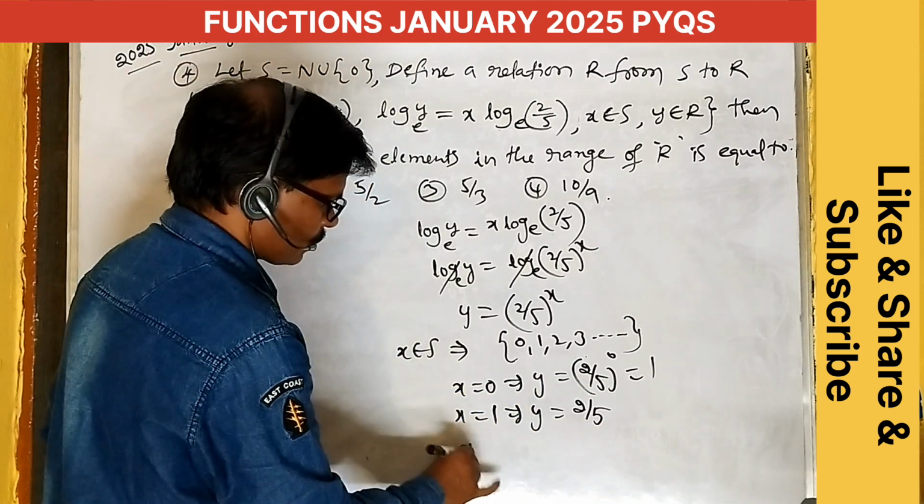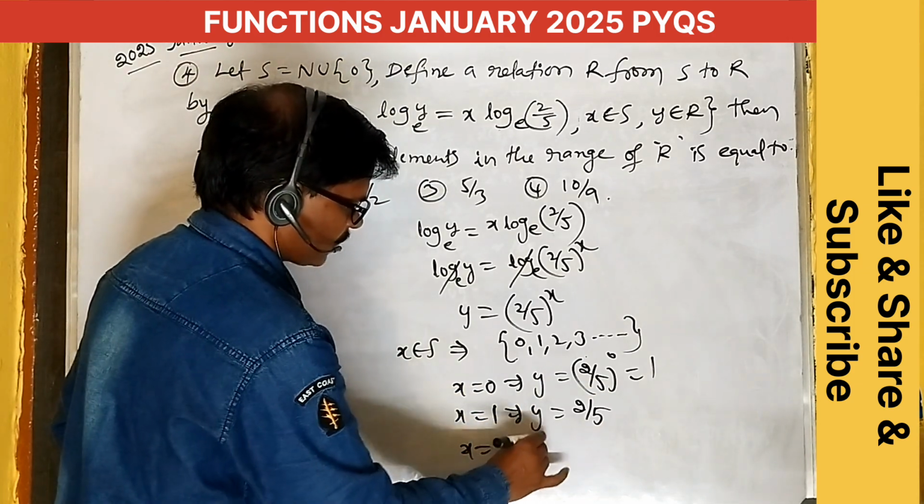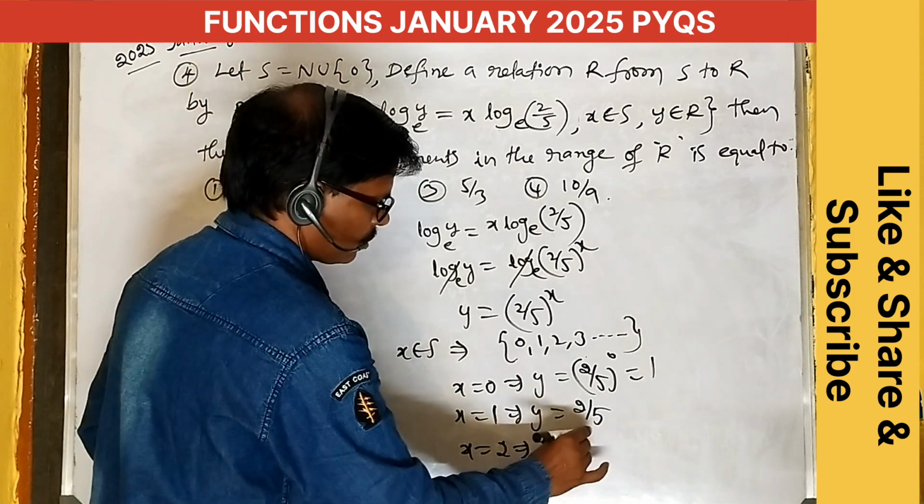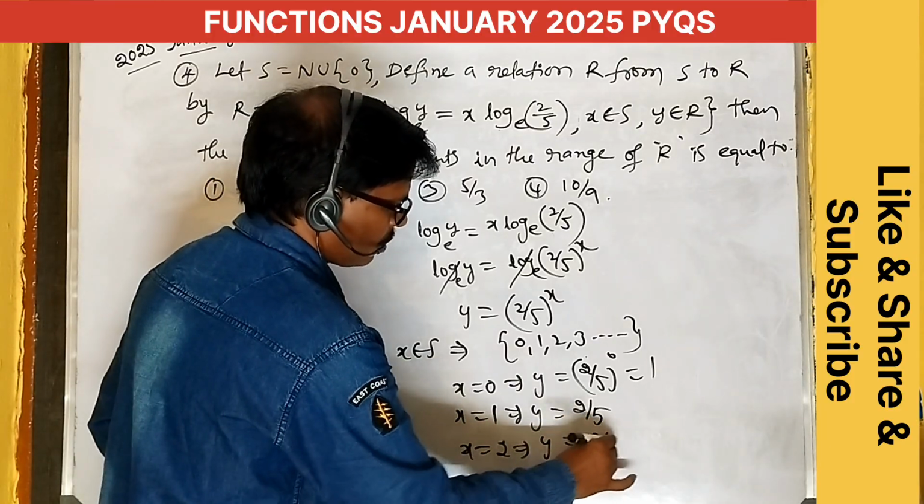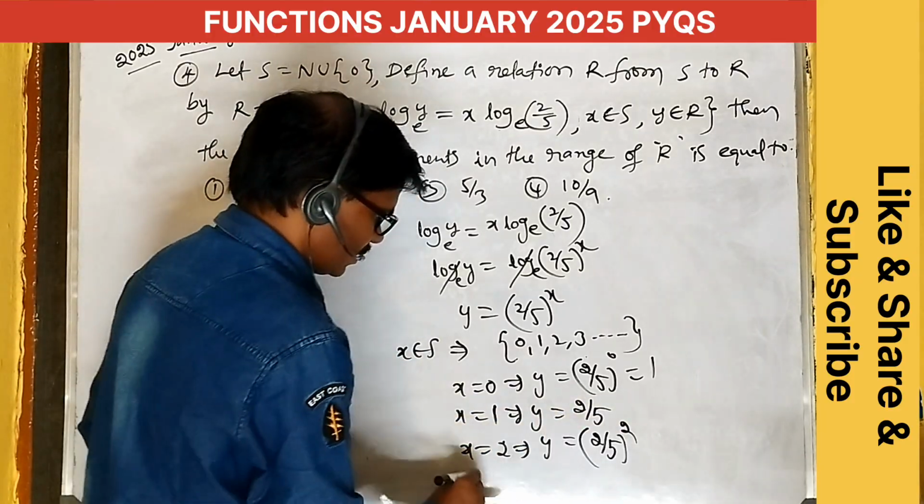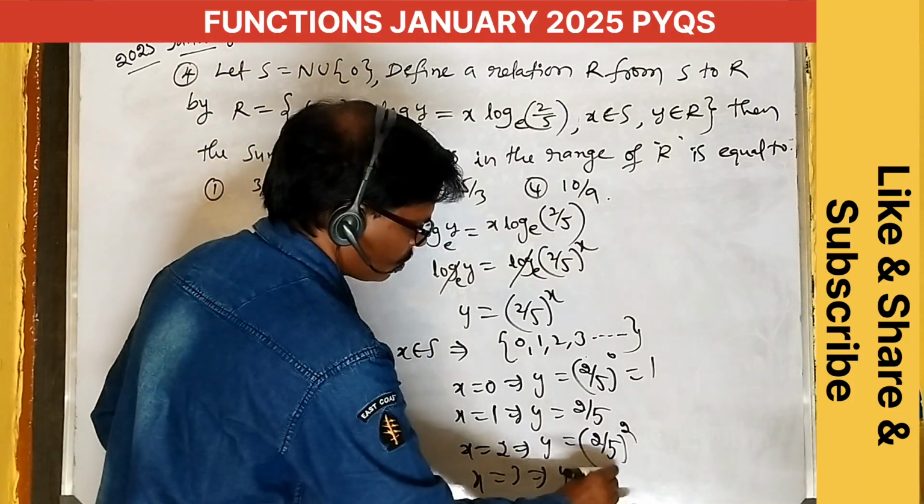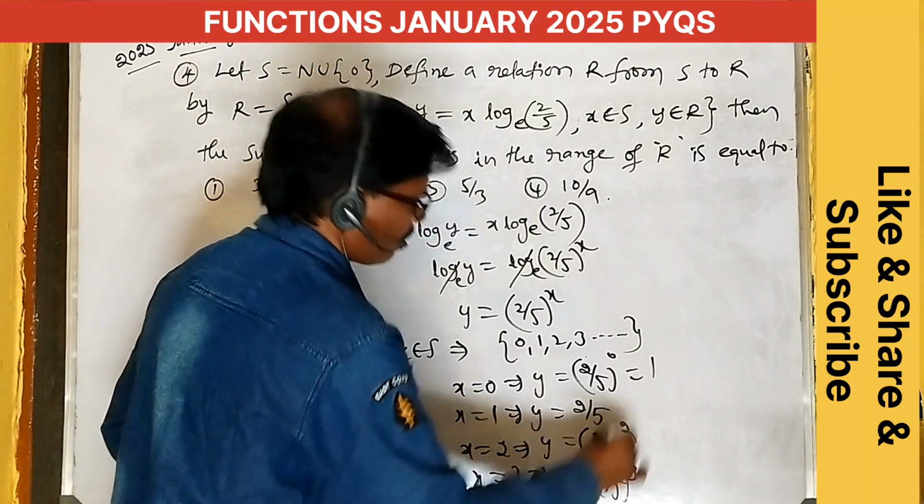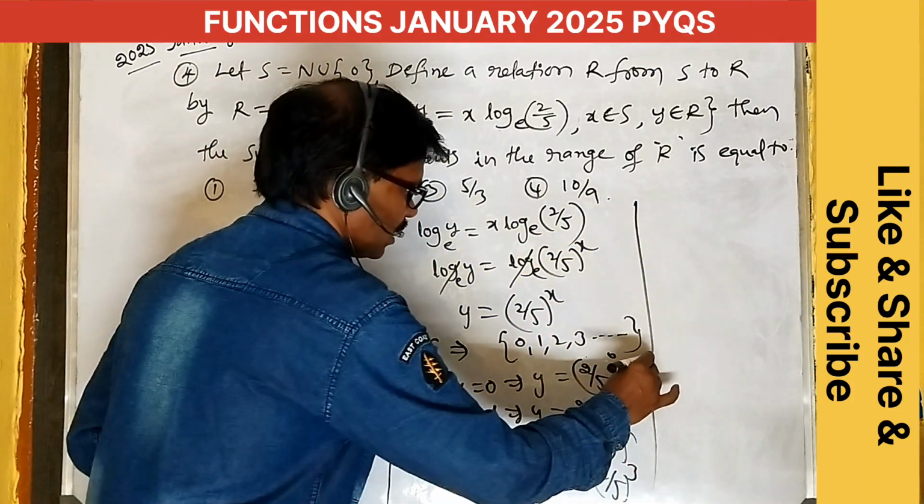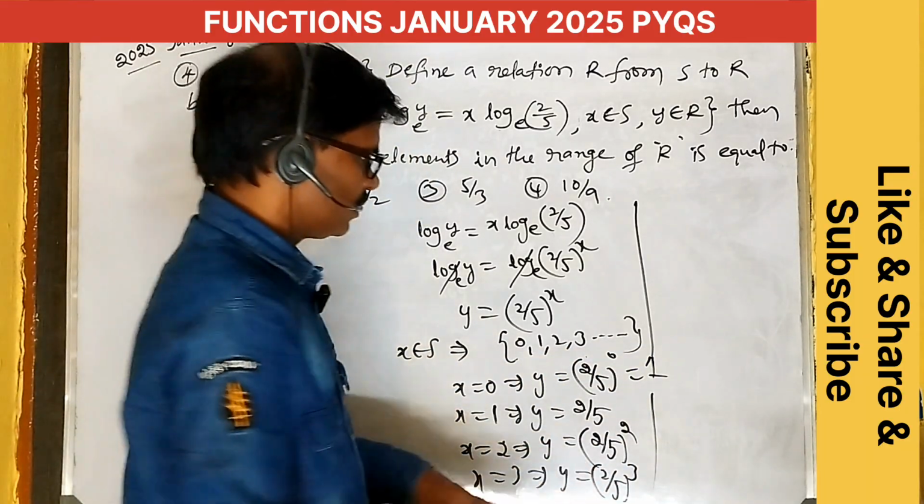Next x equal to 2, that implies y is equal to what? y is equal to 2 by 5 whole square. Next x equal to 3, that implies y is equal to 2 by 5 whole power 3. Okay, what is the series? This is the one. What is the series?